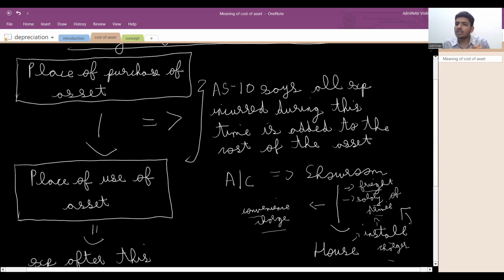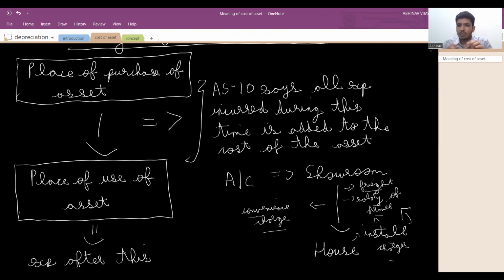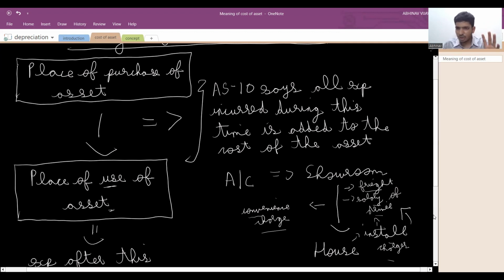Always assume installation charge is incurred before the use of the asset, because only after installation can you use it. So before the use of the asset, installation charge is incurred. So that will also be added to the cost of the asset. This is the first concept.